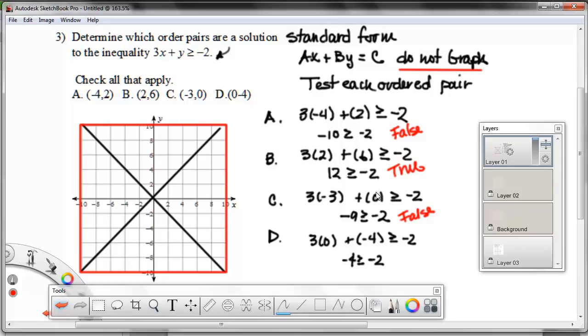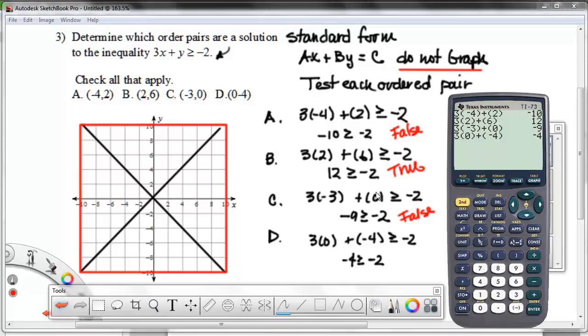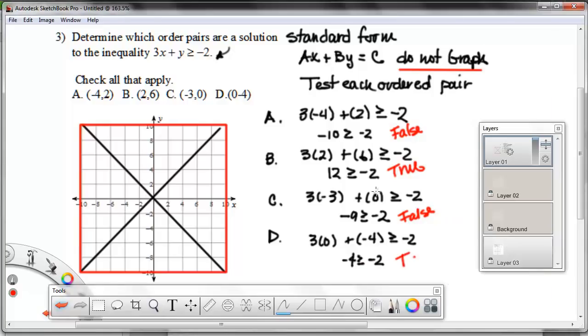And now I'll check the last point using my calculator. So let me bring it back up again. You can see where I plugged it in, and it says that negative 4 is greater than or equal to a negative 2, so that's false as well. So the only one that's true is B. So out of those 4 answers, B is the only one that works. And so out of my choices, that's the one that applies.